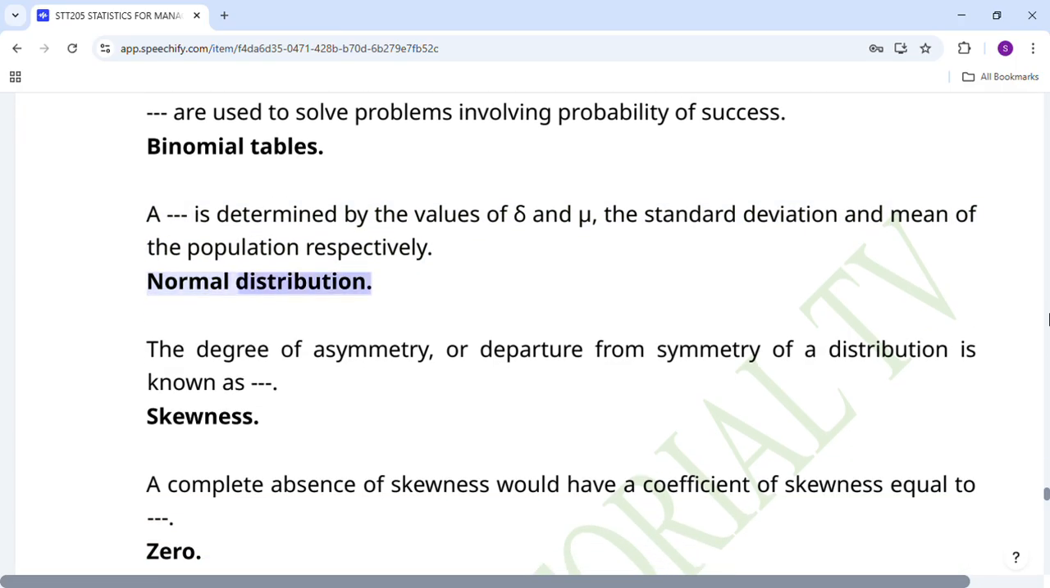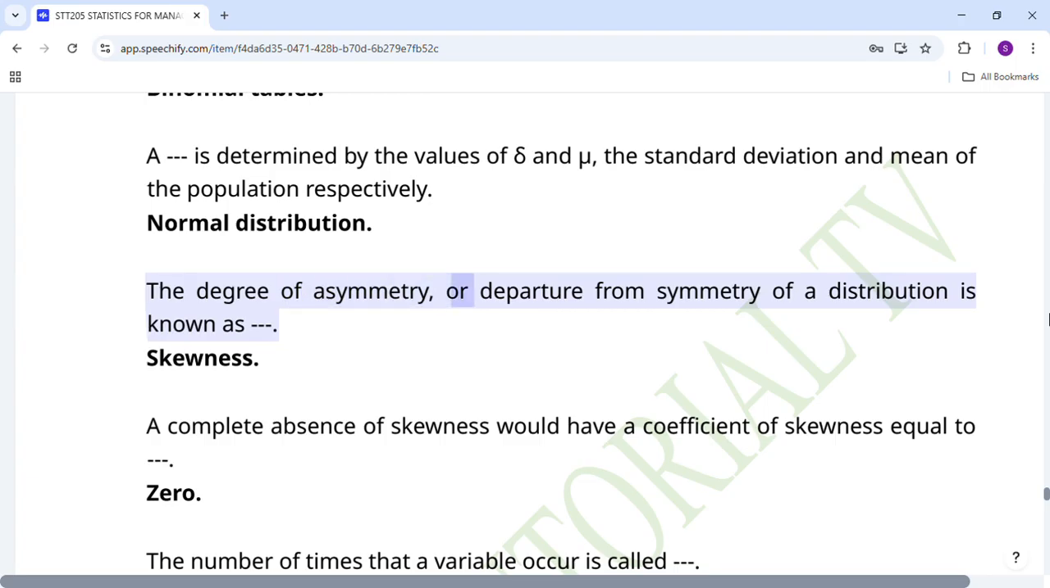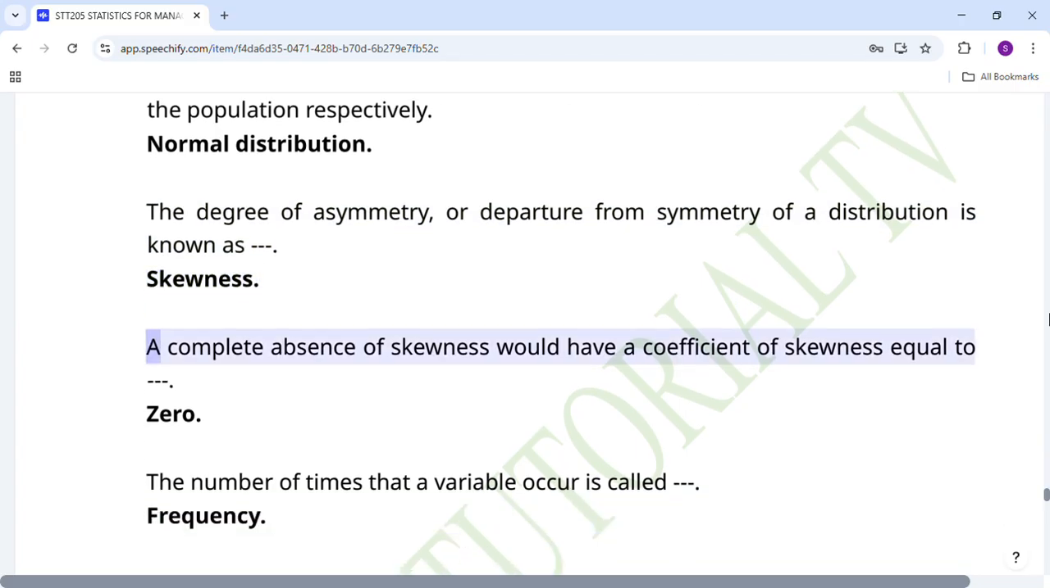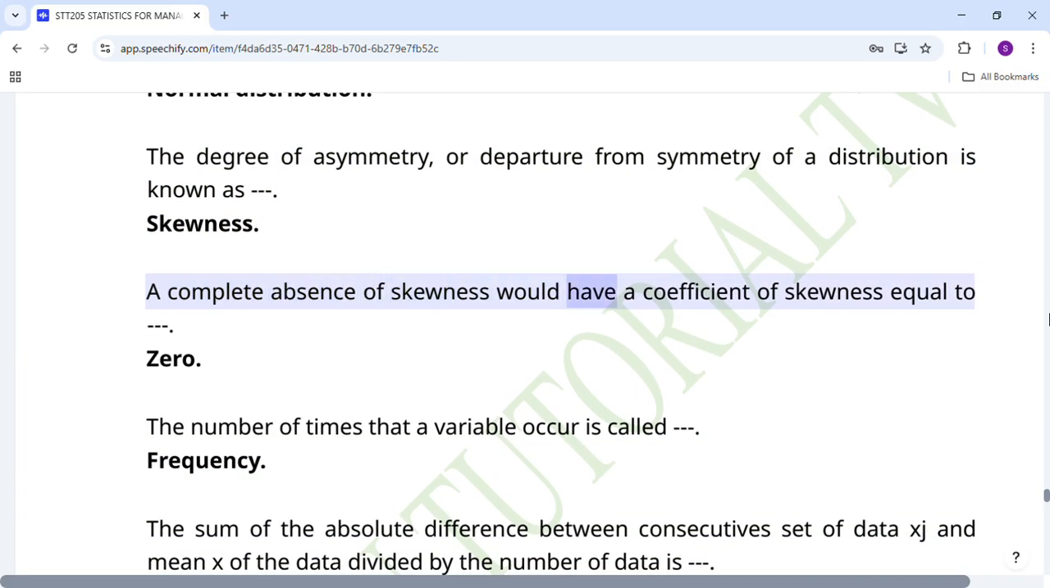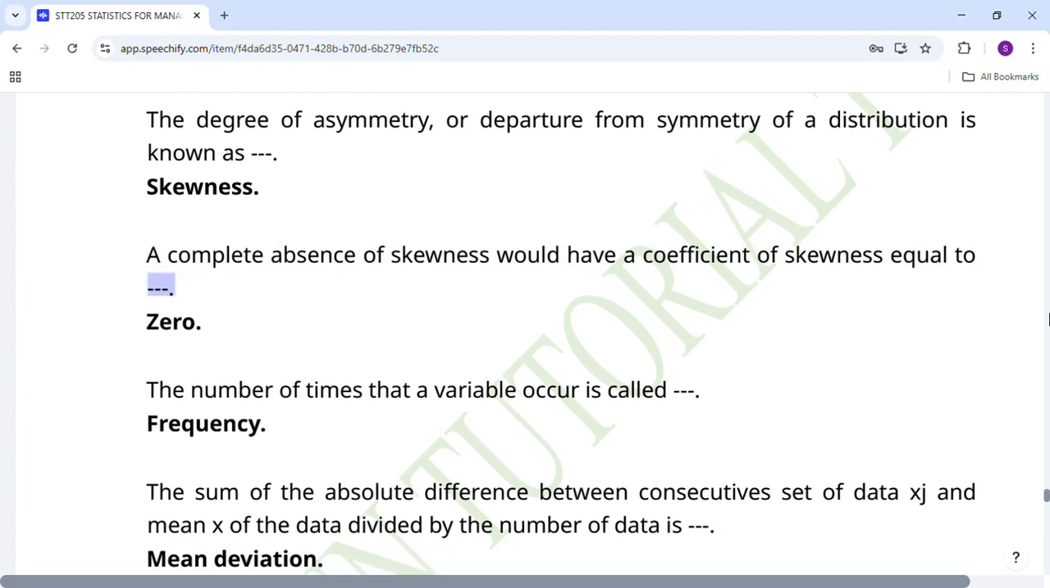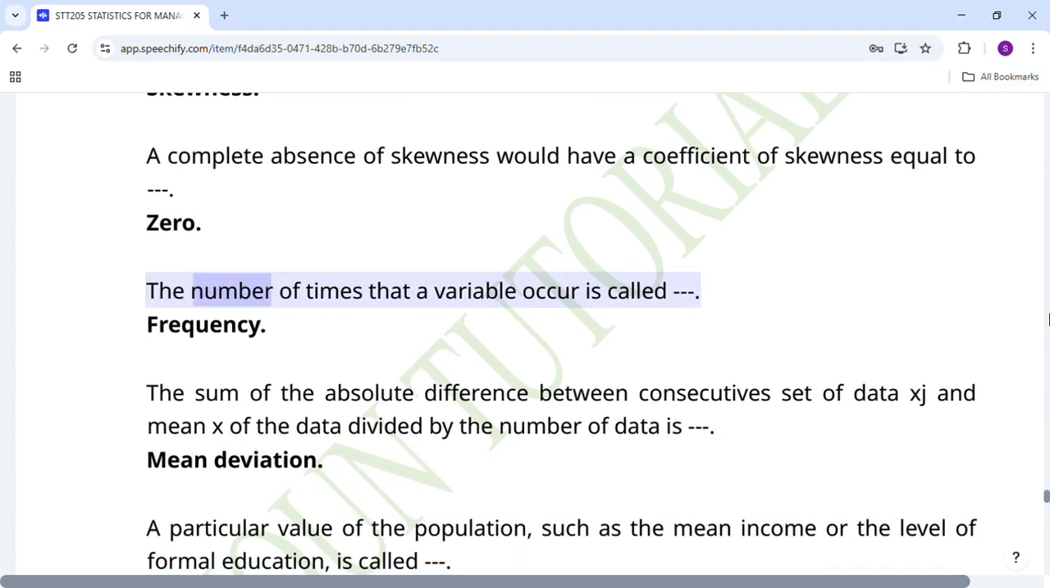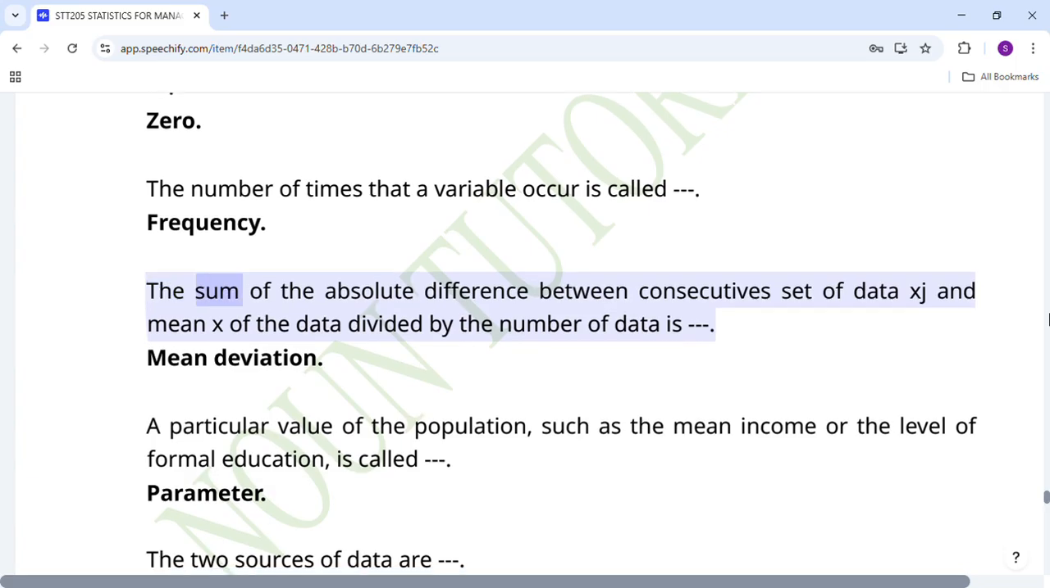The degree of asymmetry, or departure from symmetry of a distribution is known as skewness. A complete absence of skewness would have a coefficient of skewness equal to 0. The number of times that a variable occurs is called frequency. The sum of the absolute difference between consecutive set of data xj and mean x of the data divided by the number of data is the mean deviation.